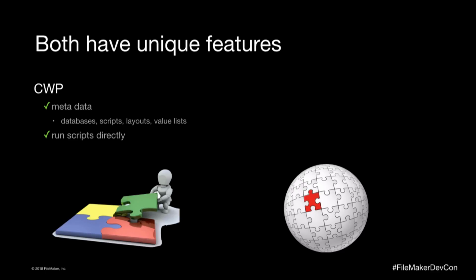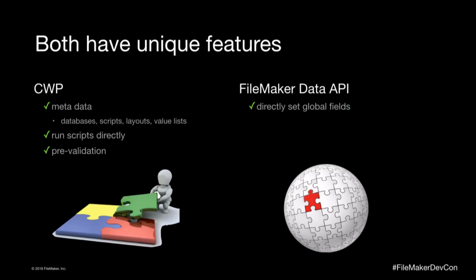You can run scripts in the Data API. You just can't call it by itself. You have to sort of piggyback on top of some other call, like get record or create record or something like that. The CWP had the ability just to run a script, and pre-validation of your records before you post them. On the other hand, FileMaker Data API adds a couple of intriguing things.